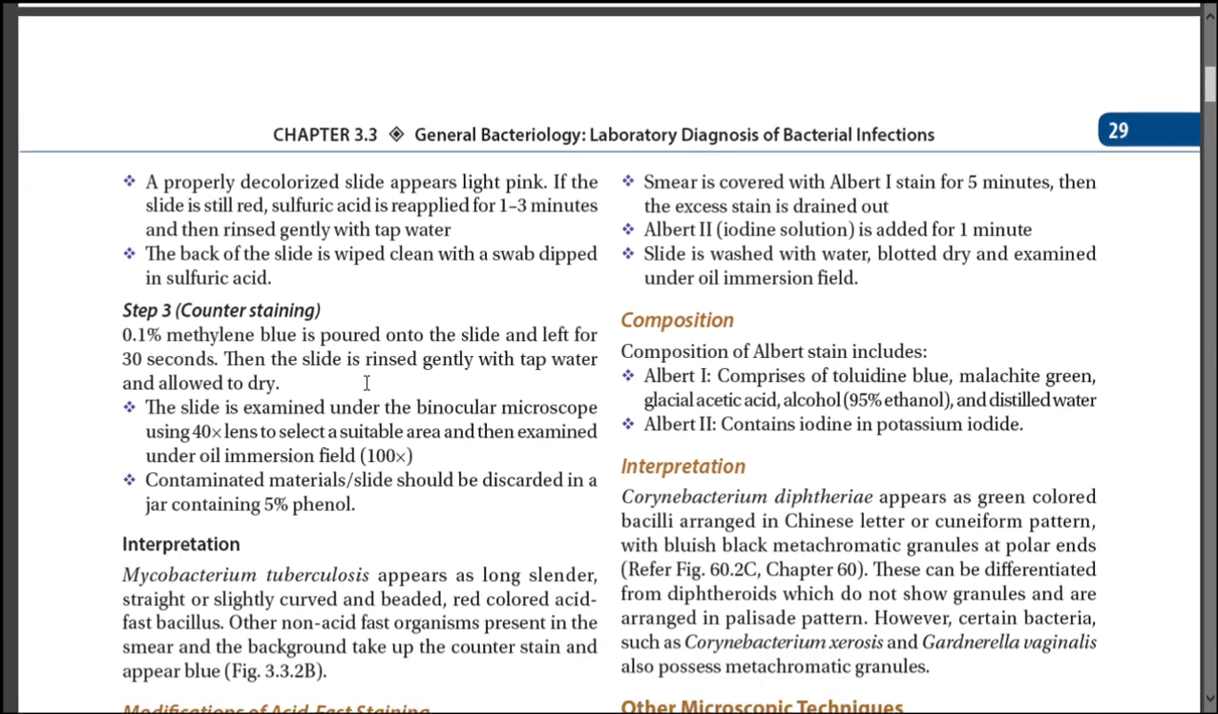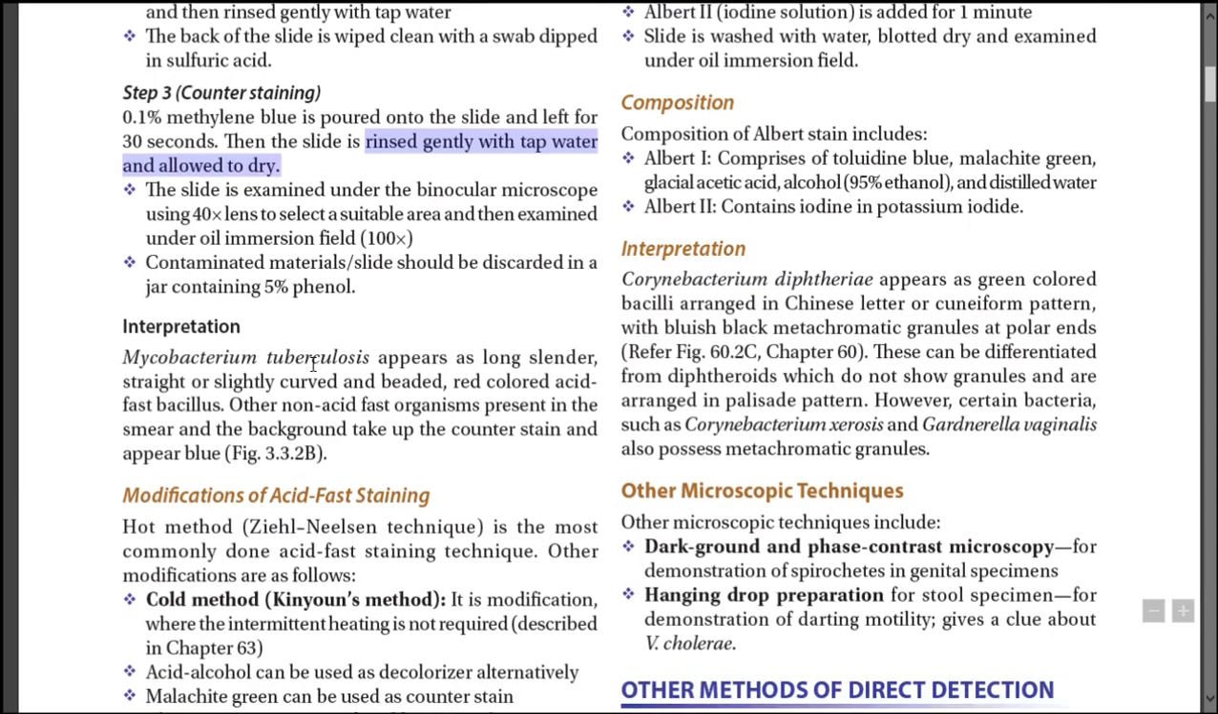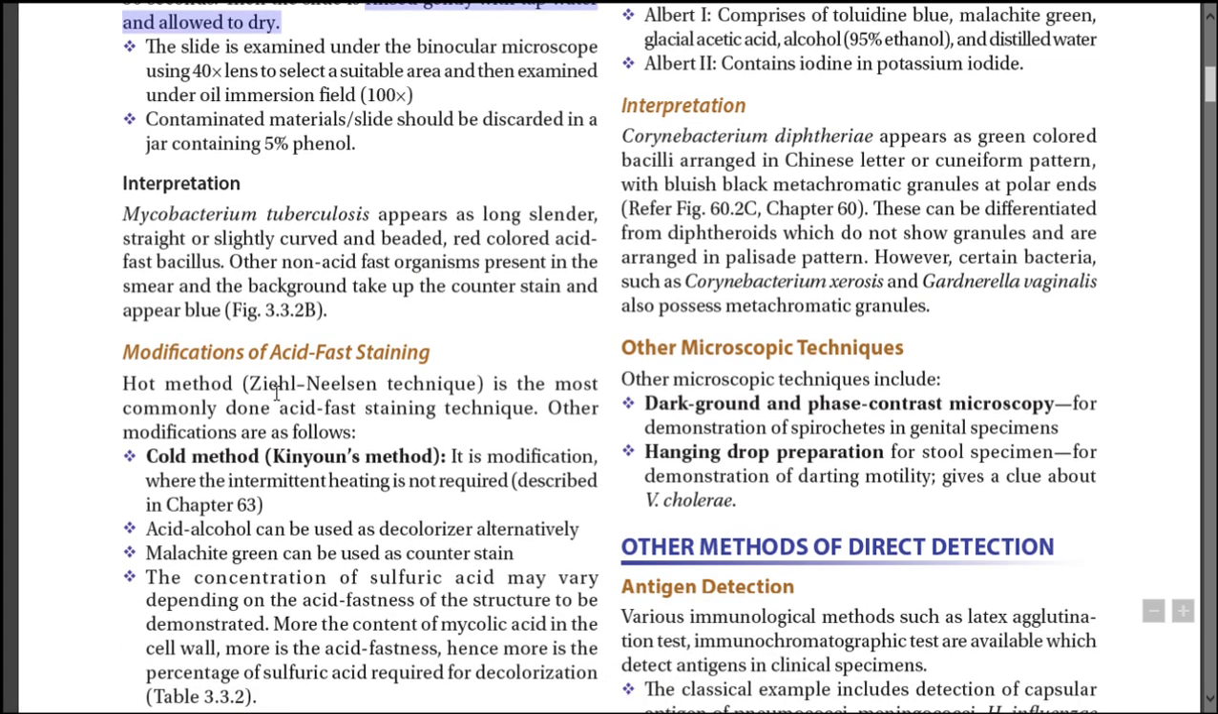Next, counter staining. This time 0.1% methylene blue is poured onto the slide and you need to leave it for 30 seconds. Then after 30 seconds, just rinse gently with tap water and allow it to dry. That is counter staining. Then under the binocular microscope, we will observe the smear. Okay, so that is all about acid fast staining.